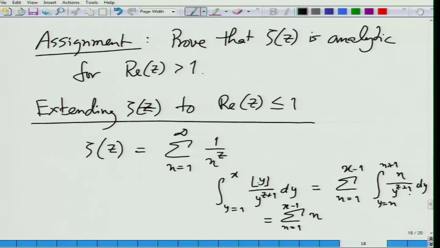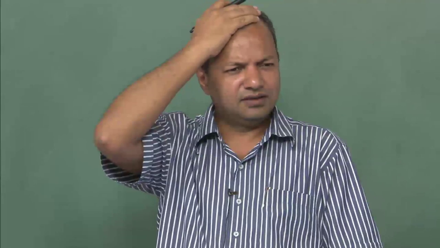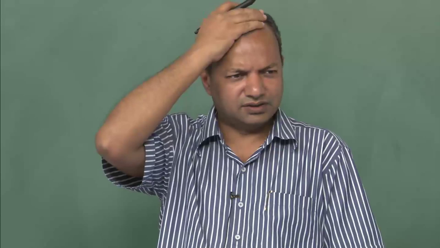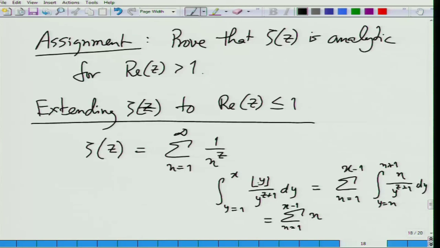what is the integral value? Dy over y to the z plus 1, the integral of that is, what? Dy over y to the z plus 1 integral of that is 1 over z, y to the z, and a negative sign somewhere. And this from n to n plus 1, okay. And this is equal to what?